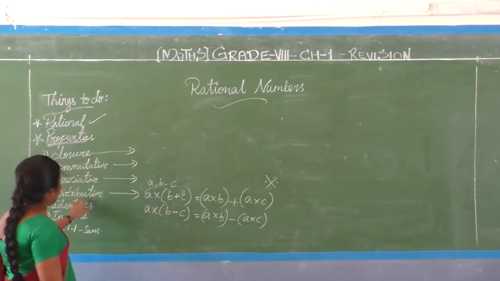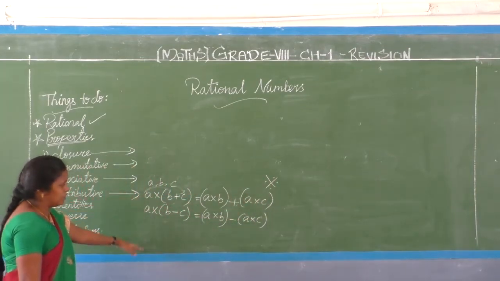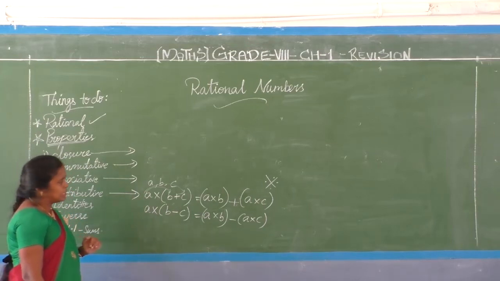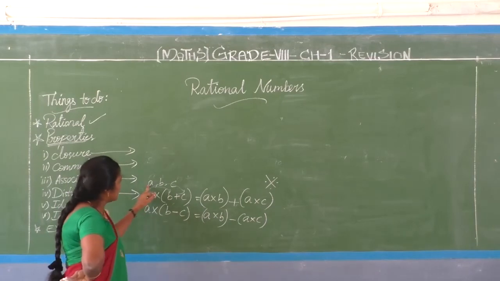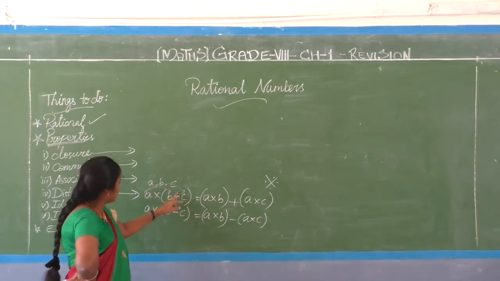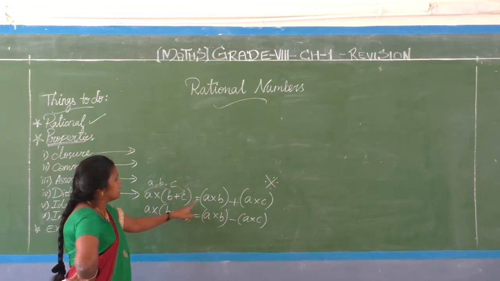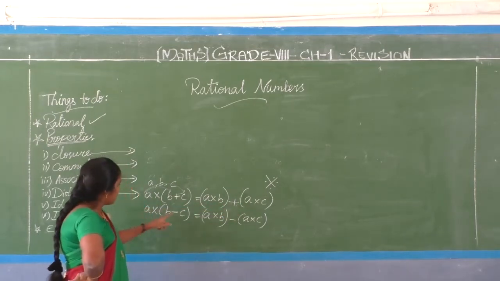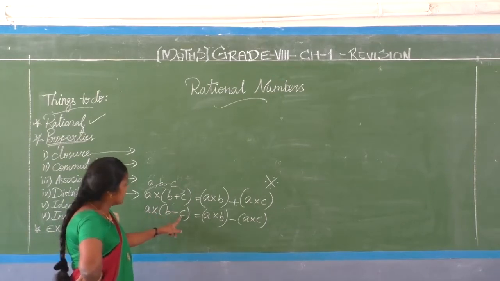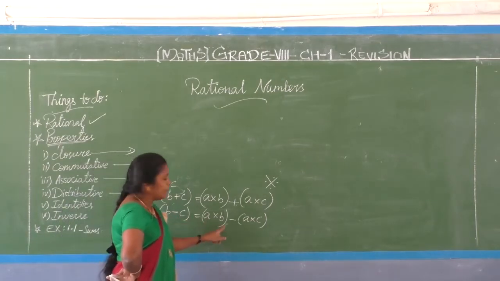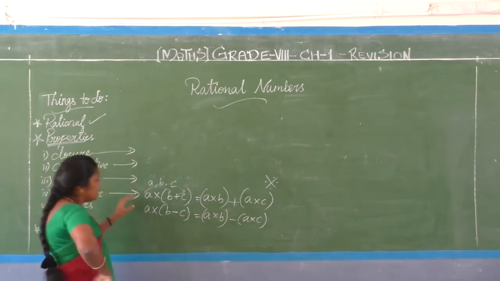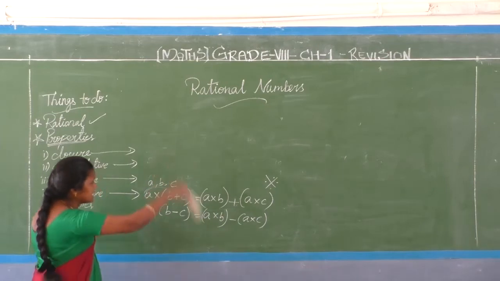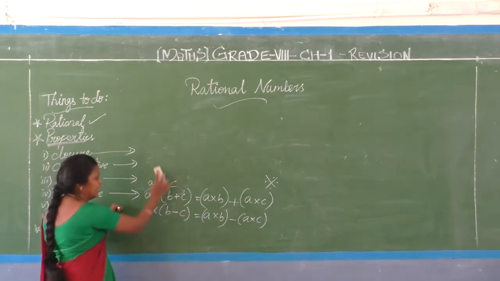What is distributivity? It has two formulae. Division-wise also there is, but for our level we are using only these two results. Clear? What are they? For any three rational numbers a, b, c, a into (b plus c) is equal to a into b plus a into c. Subtraction-wise, a into (b minus c) is equal to a into b minus a into c. Clear? Using this formula I have already worked out sums. Exercise-based, I am going to do this result again. Clear?